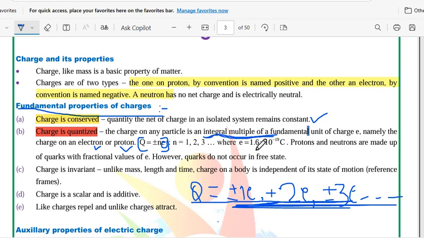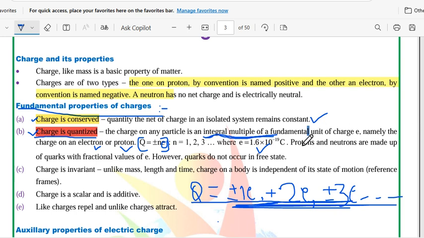Here the charge value is the same, but the number of charges is different. It may be 1e or 2e or 3e and so on. Therefore, charge is quantized, or the total charge on any body is an integral multiple of the charge on an electron. This is called quantization of charge. So, dear students, the first property is that charge is conserved, and the second property is that charge is quantized.